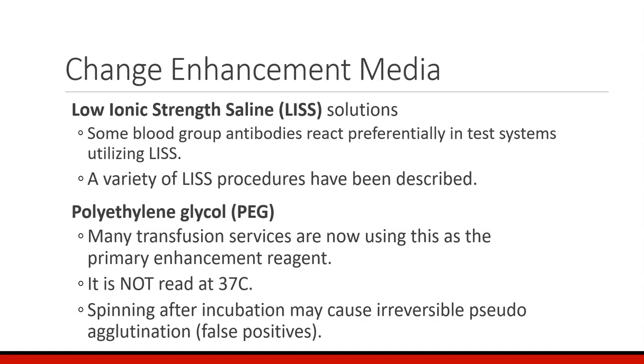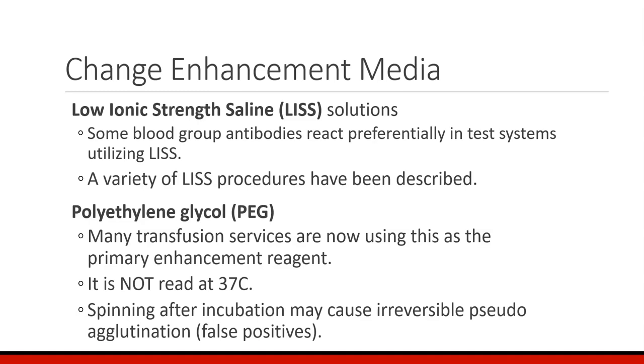Low ionic strength saline solutions: some blood group antibodies react preferentially in test systems utilizing LIS, and a variety of LIS procedures have been described, and there's a variety of reagents by different manufacturers available. Polyethylene glycol, PEG: many transfusion services are now using this as the primary enhancement reagent. Not all over the United States yet, but in many large transfusion services. It is not read at 37.